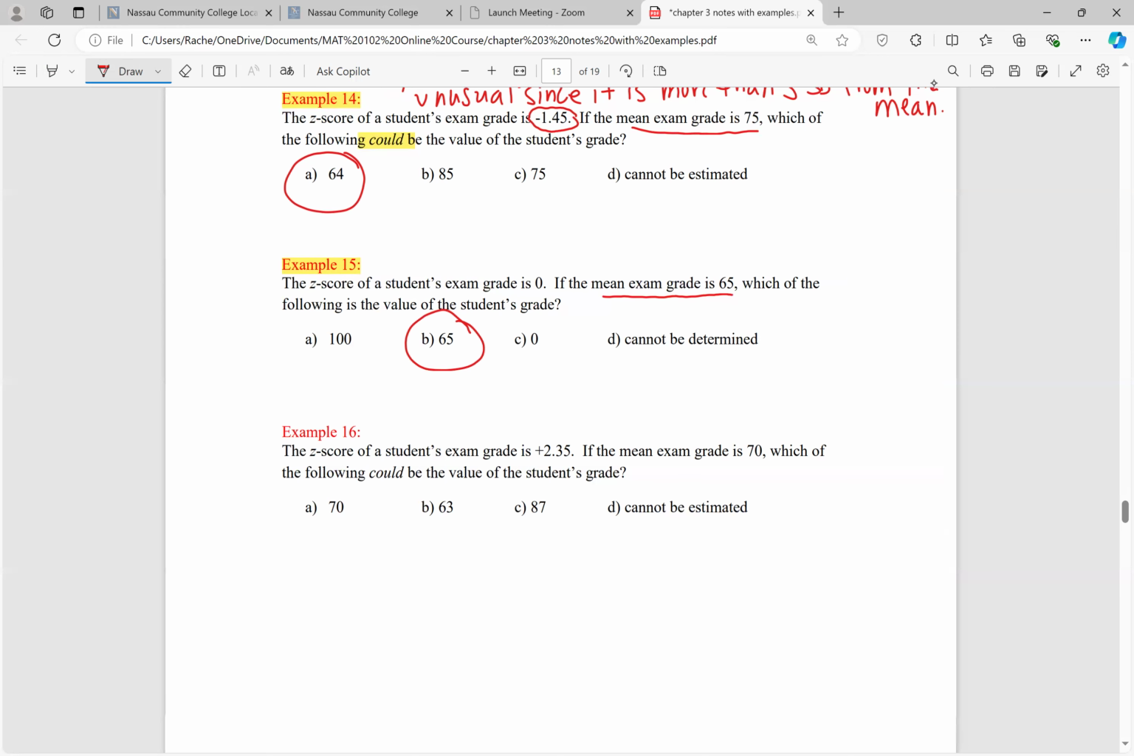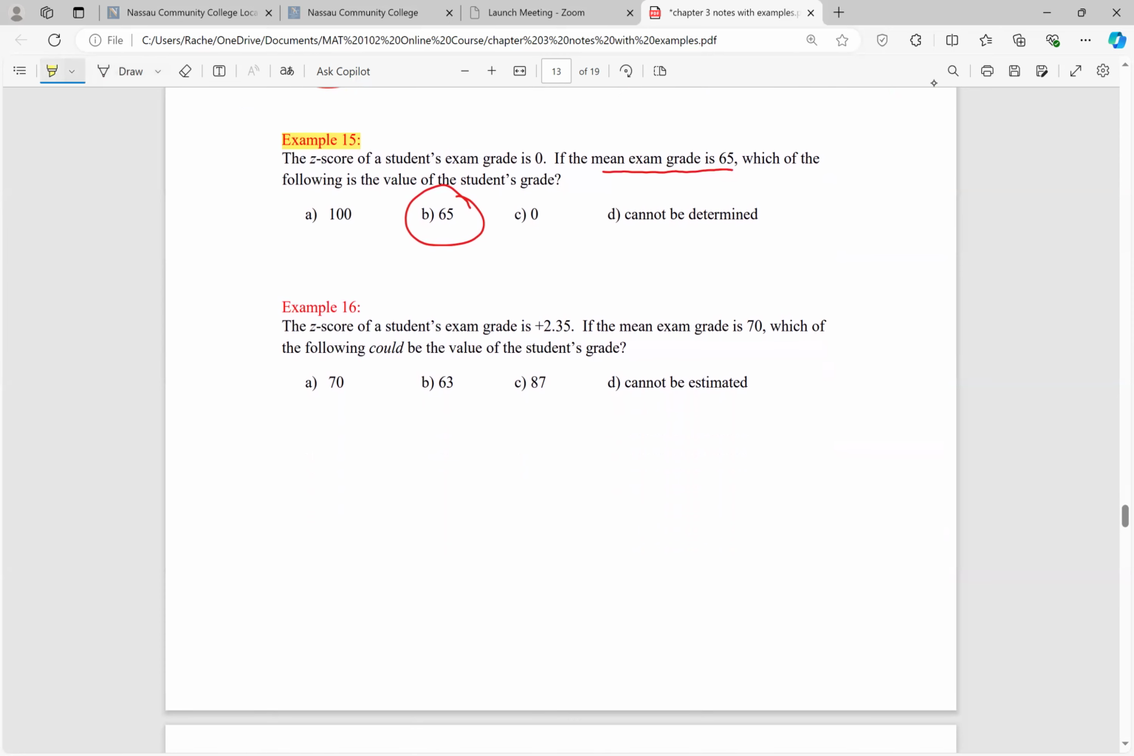And let's look at one more. Example 16 says if the z-score of a student's exam grade is positive 2.35, so let's just stop right there. The fact that your z-score is positive means you scored higher than the mean. So right away, you know your grade was better than the mean. And I go on to tell you that the mean is 70. So you can definitely say that your grade was better than a 70. So which of the following could be the value of the student's grade? So which choice here is greater than 70, right? That's the only possible grade that it could be, and that's an 87.